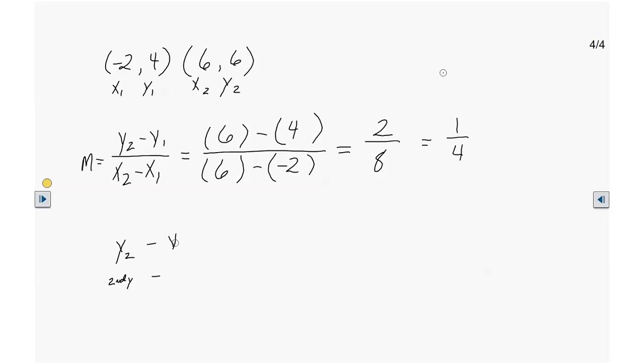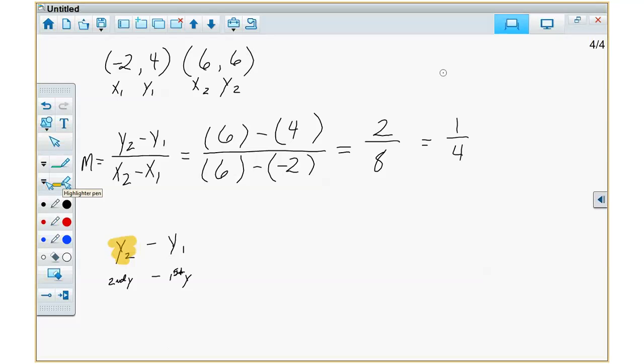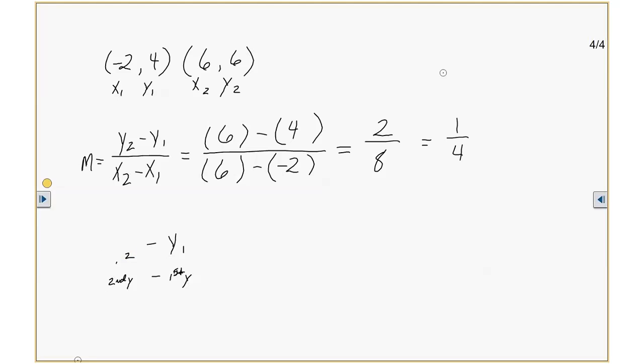Y sub 1, that means your first. Anytime you see a subscript, and I'm not talking about just math, I'm talking about in science, that means your second one and your first one, whatever it says, third. Y sub 3 would be third. So it's called a subscript? Yeah, subscript. It's down below. It has no mathematical value whatsoever. Gotcha. Now I understand that. Okay. Thank you very much.